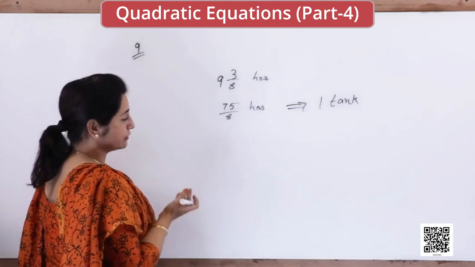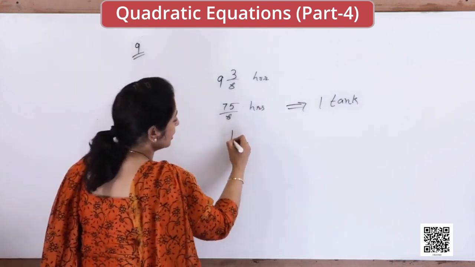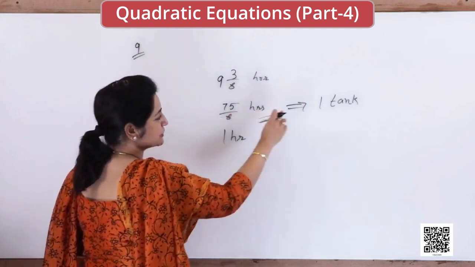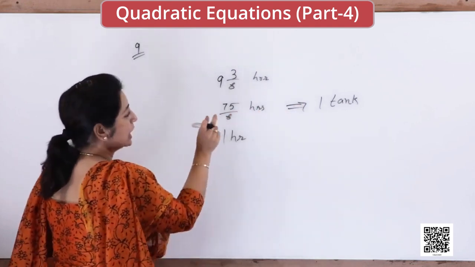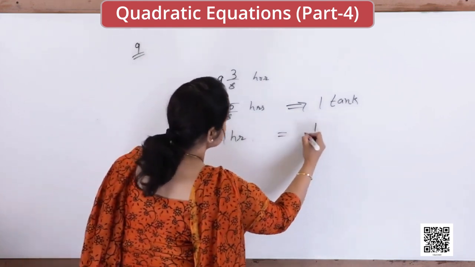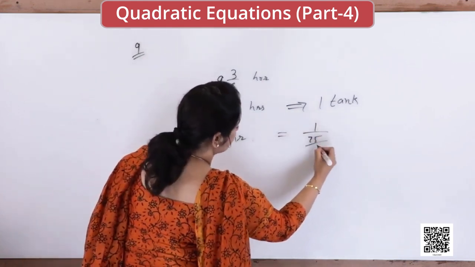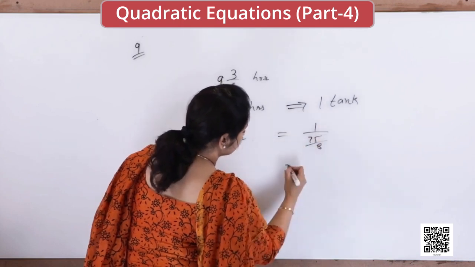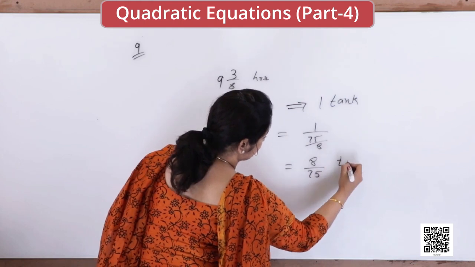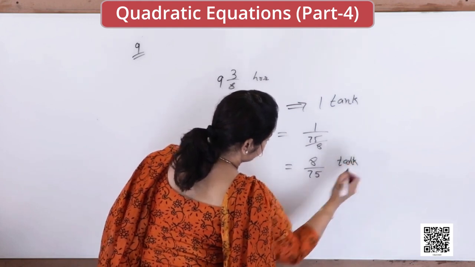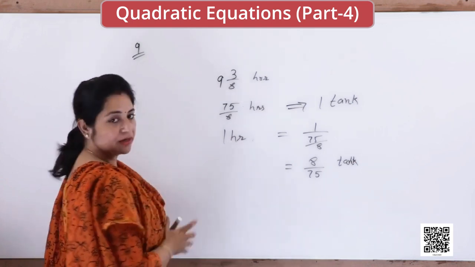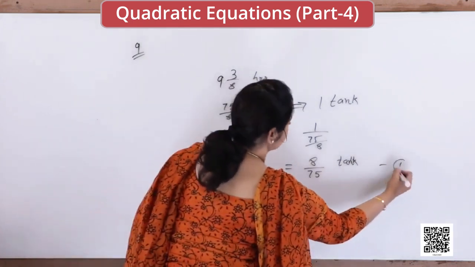Now applying the unitary method, in 75/8 hours, we get one tank filled. So how much of the tank will be filled in 1 hour? In 1 hour, we can write it as 1 upon 75 upon 8. It will get reversed and we will have 8 upon 75 of the tank. So 8 upon 75 portion gets filled in 1 hour. This is the first equation.